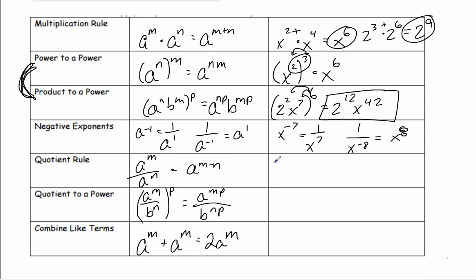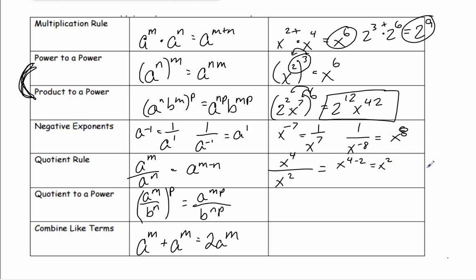So quotient rule basically states that if I have a variable to any power, so let's say x to the 4th, and I'm dividing it by, say, x squared, what you can do is take the top minus the bottom. So x to the 4 minus the 2, which is x to the 2 power.